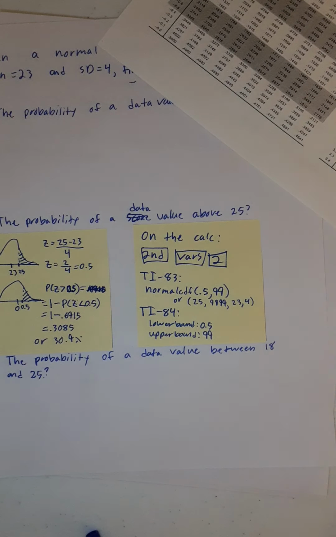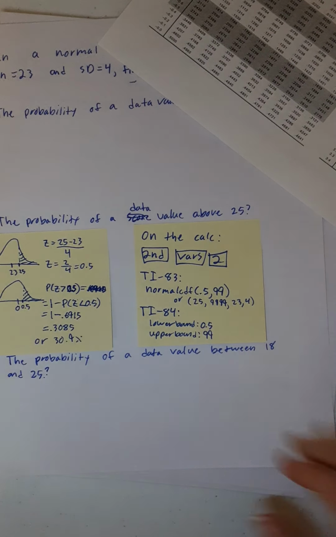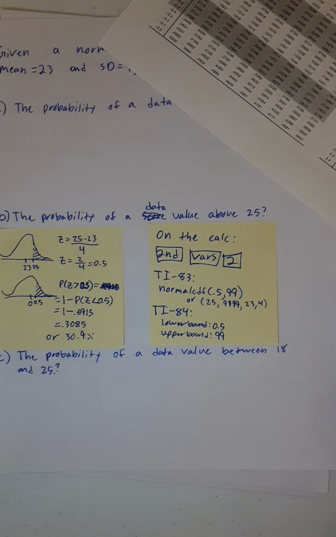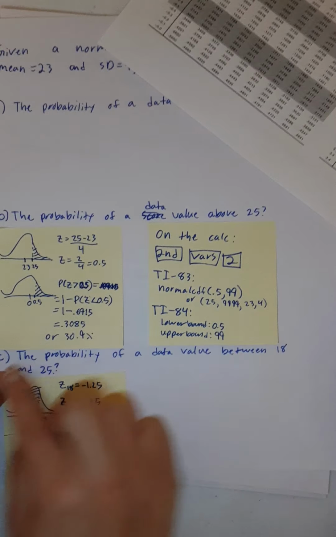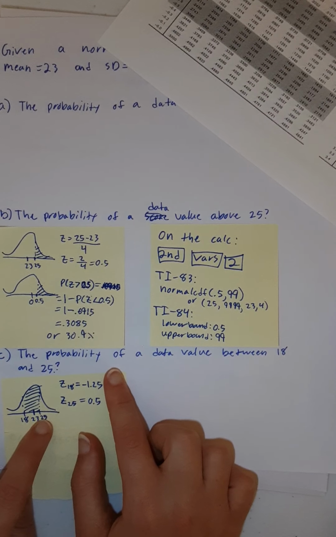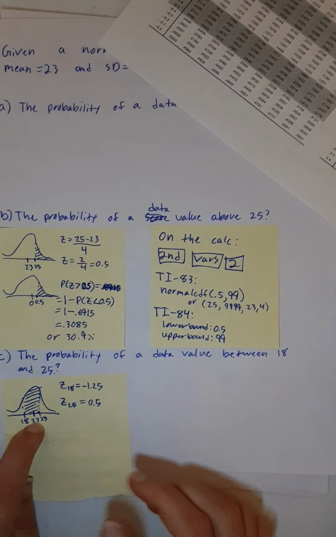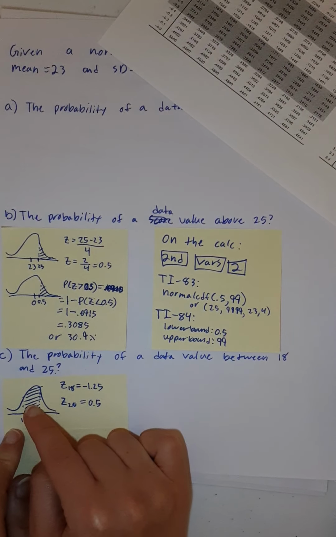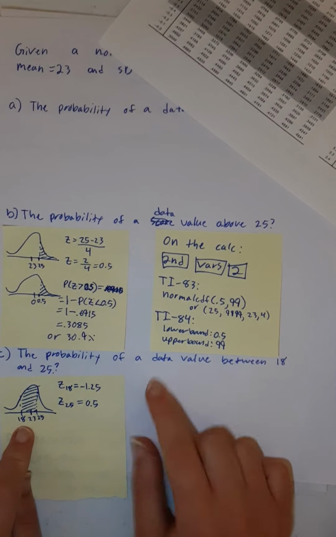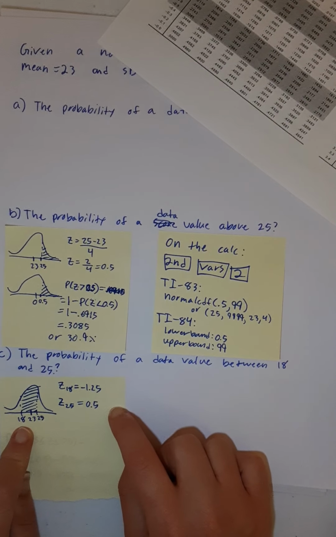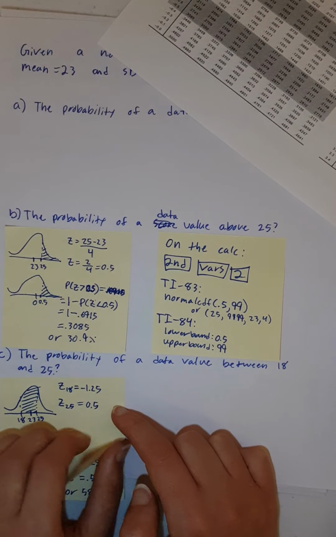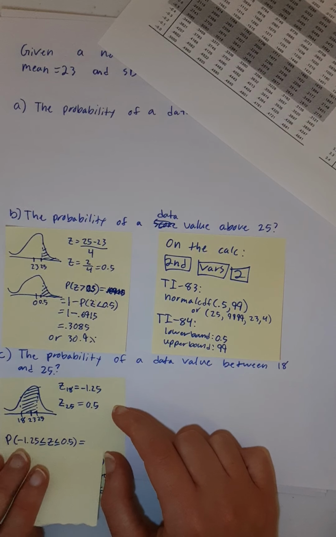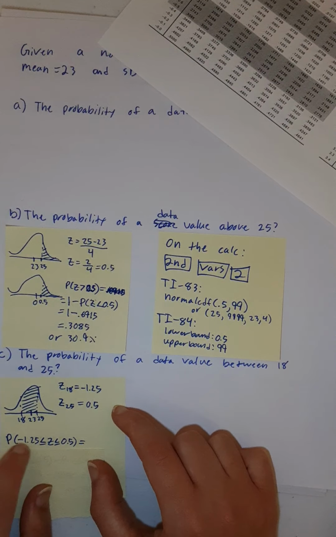Okay, now part C asks to find the probability of a data value between 18 and 25. So here we draw our picture, 18 and 25. 23 is the mean, it's in the middle. We're wanting to find the region between them, so we shade between. We already found these z-scores in the previous problems, so now what we're actually trying to find is the probability that z is between negative 1.25 and 0.5.